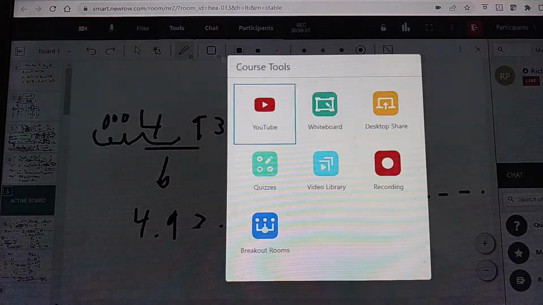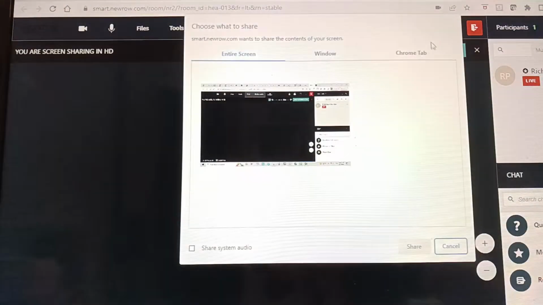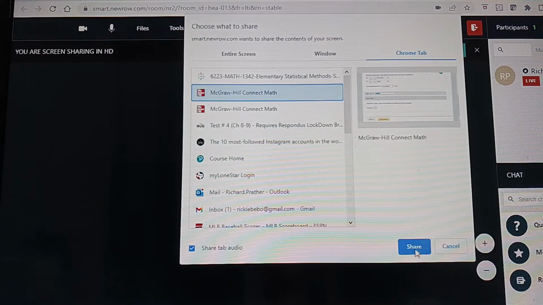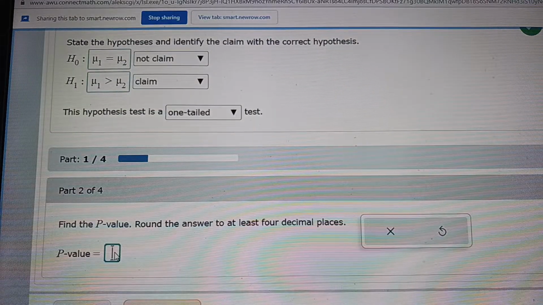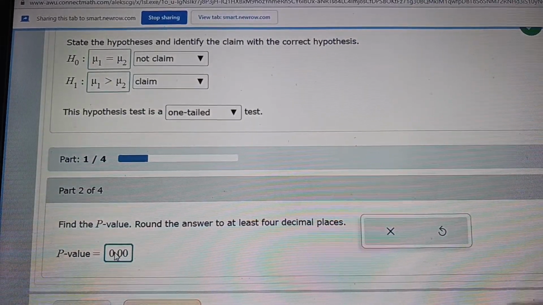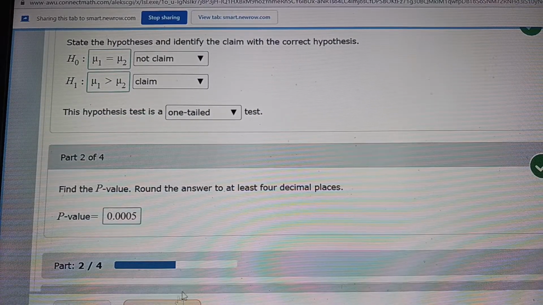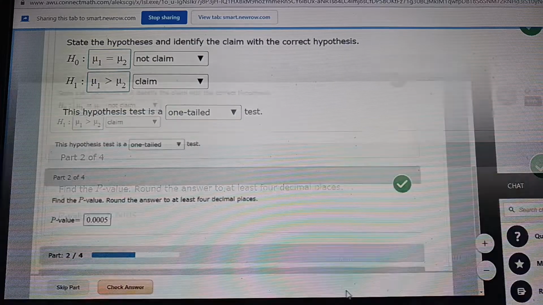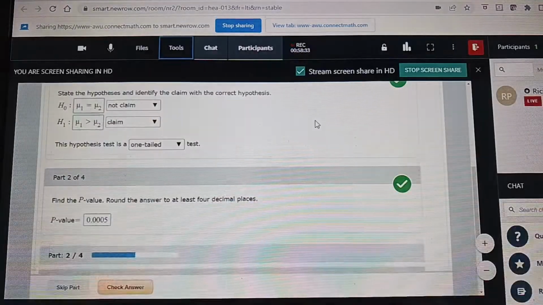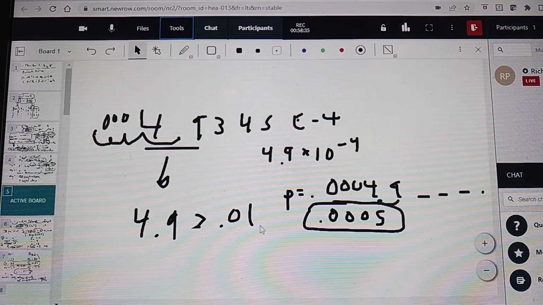It can't even be bigger than 1, first of all. And it completely changes your step 3 and 4 if you don't get this right. 0.0005. This is way less than any alpha they would give us. They actually gave me the lowest possible alpha, and I'm still way less than that.